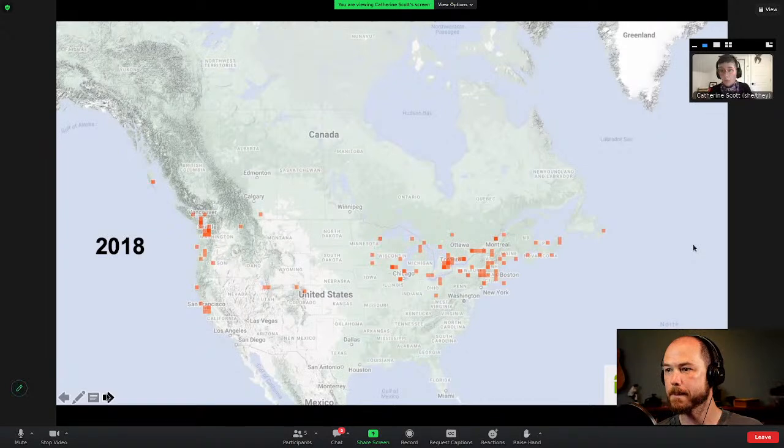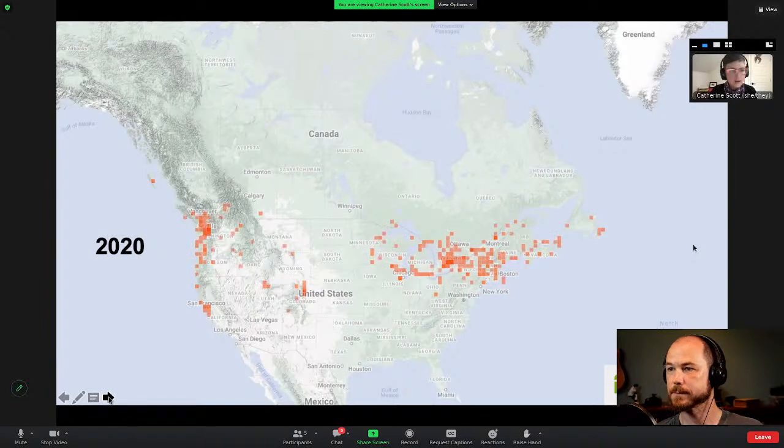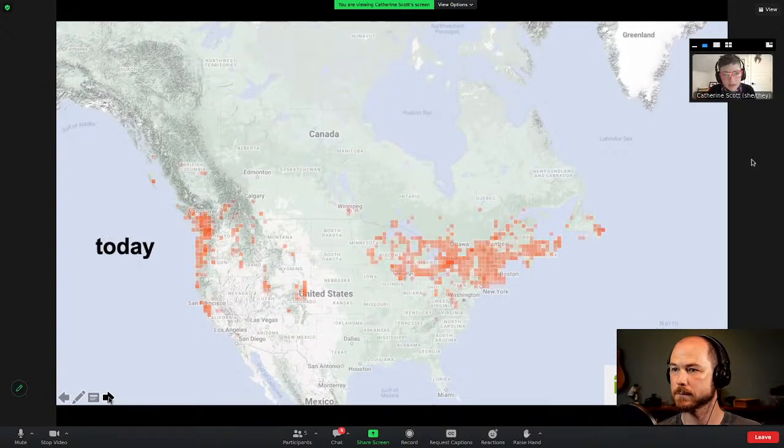So already, citizen scientists, people using iNaturalist, have documented the range expanding a little bit relative to what we had in terms of museum collections. And then in 2020, the map started to fill in a little bit more. And then this is what it looks like today.